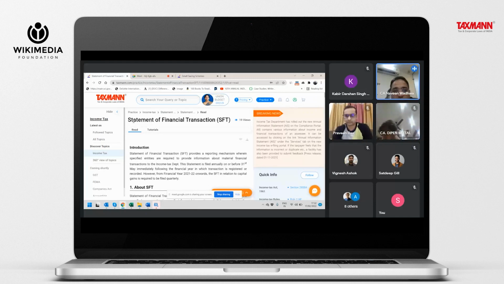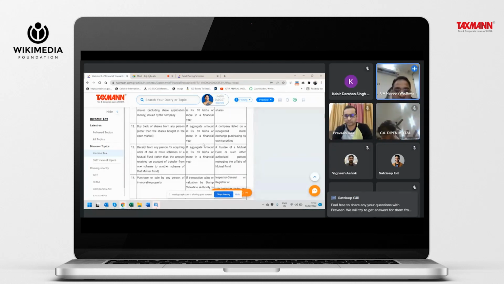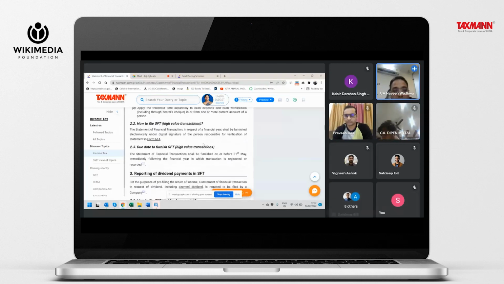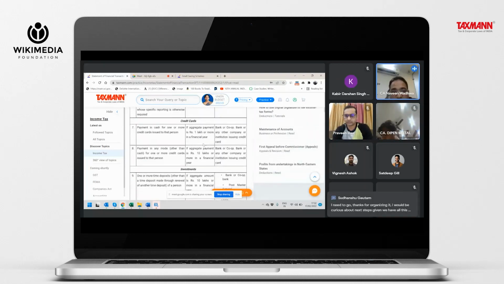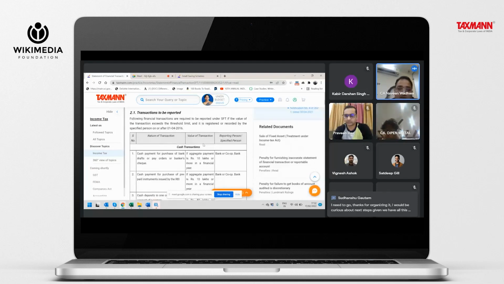So you can simply go to SFT. Before getting into any transaction, I am assuming you are all very honest and not doing anything wrong. Still, if you want to, just have a look and keep your transaction limit below this amount so that your transactions are not reported in SFT. And the last one is the cash transactions, which I have already touched upon.